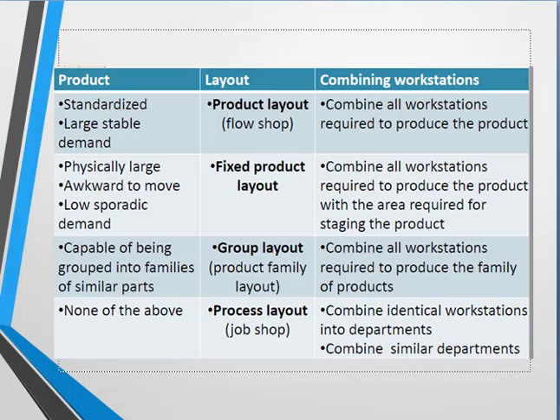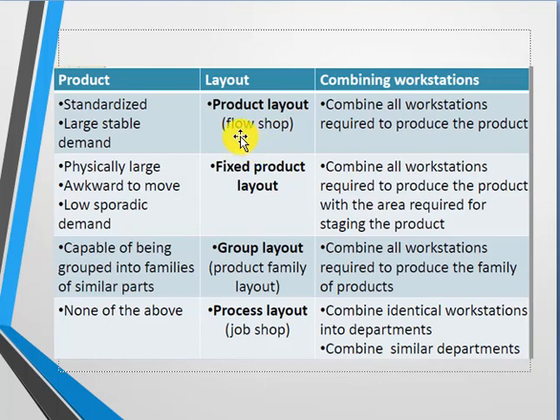So if you have a product that is very bulky and hard to move, it is better that you use a fixed layout. It means that the equipment and machines will come closer to your assembly workstations. And for those that have a standardized product, standardized form, standardized shape, and very stable demand, it is better that you use a product layout, which is also known as a flow shop.